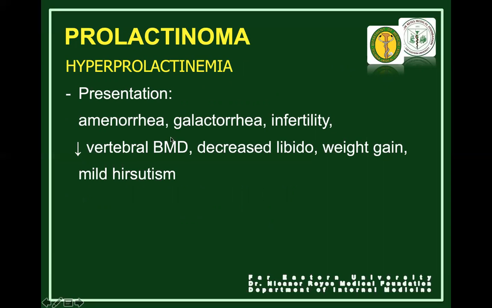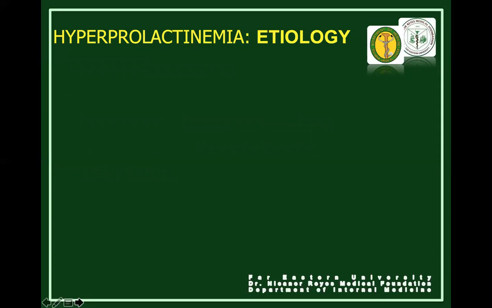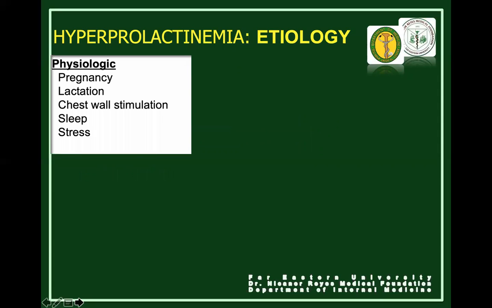However, in those who are not in the reproductive age group, it can cause a decrease in vertebral bone mineral density, causing osteopenia and osteoporosis, decreased libido, weight gain, and mild hirsutism. Now, an elevated prolactin is not always due to a tumor in your pituitary. So what are these possible causes of increased prolactin?